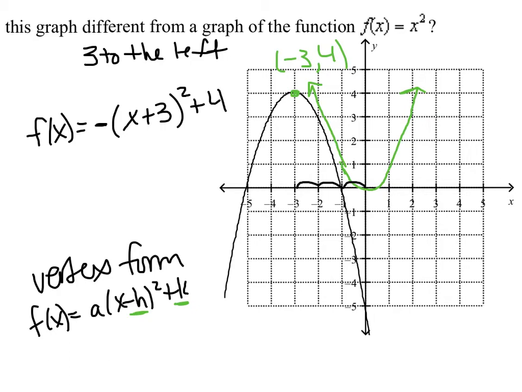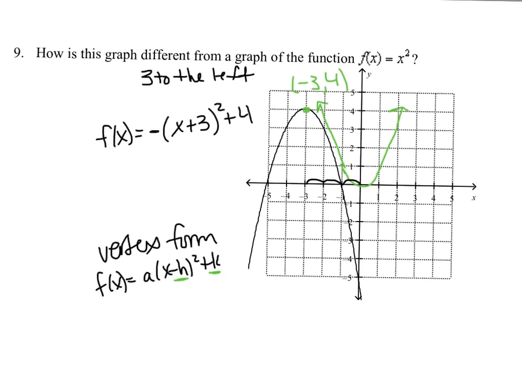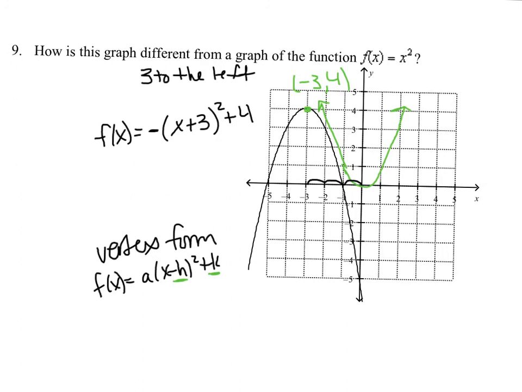And so was that answering the question? How is this graph different from a graph of the function f of x equals x squared? Well, it was shifted 3 to the left, and then we shifted it 4 up, and then we did a vertical reflection.